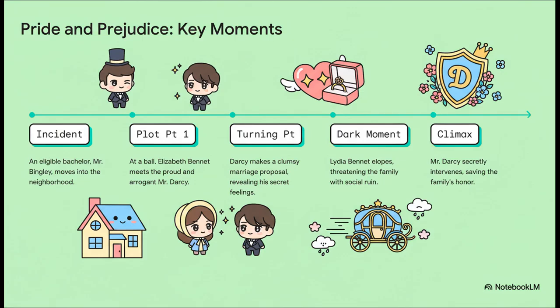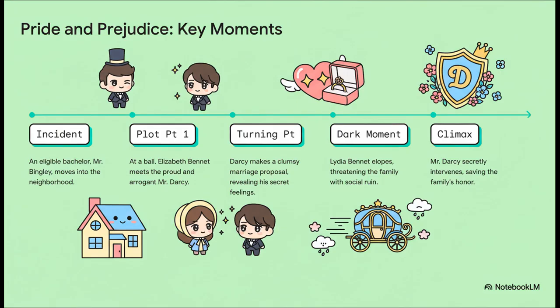Then, boom, we hit plot point 1. That fateful, friction-filled meeting between Elizabeth and Darcy that really sets up the central conflict. Then comes the massive character turning point, Darcy's shocking and frankly insulting proposal, which just changes the entire game. After that, the story hits its absolute lowest point, the dark moment, when Lydia runs off, threatening to ruin the whole family. And finally, it all comes together in the climax, where Darcy's secret act of honor fixes the crisis and proves who he really is.